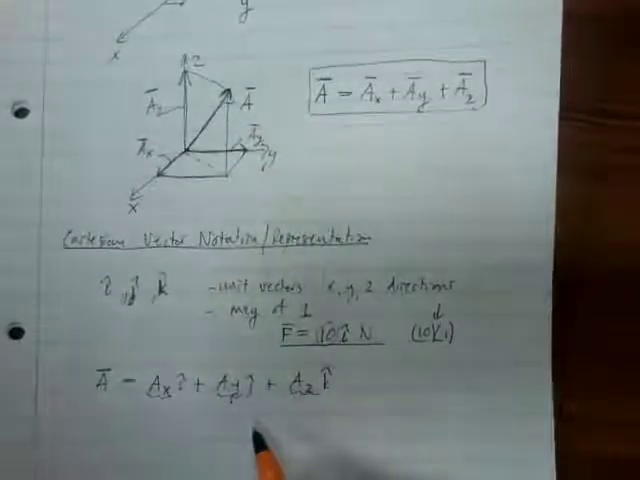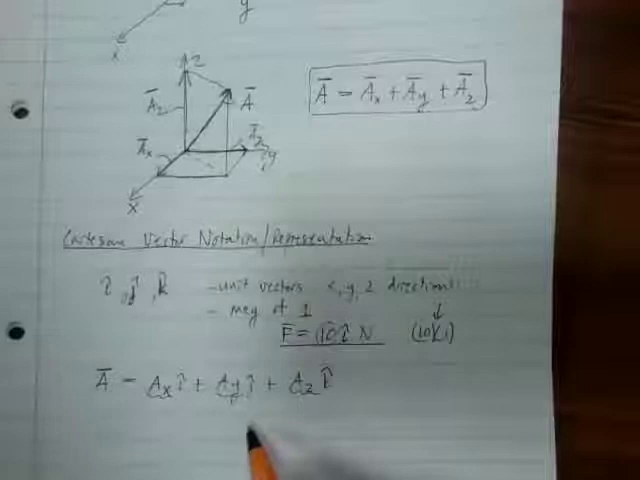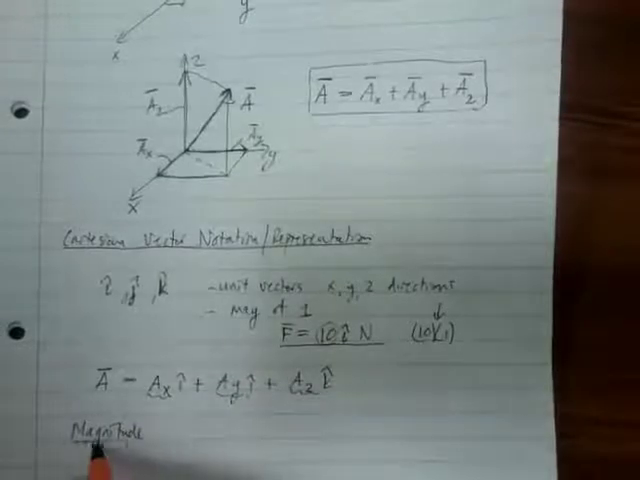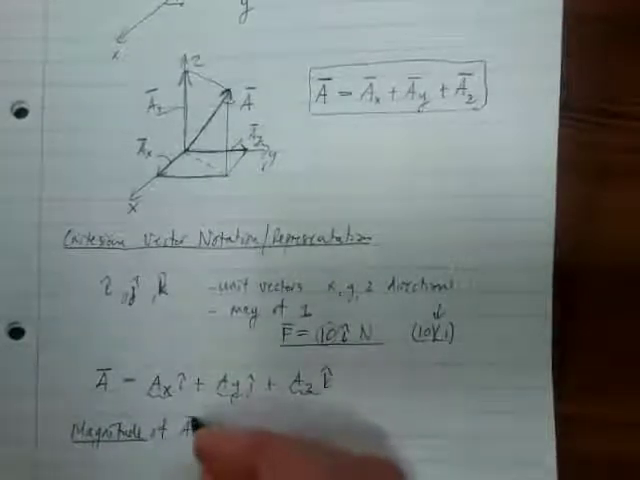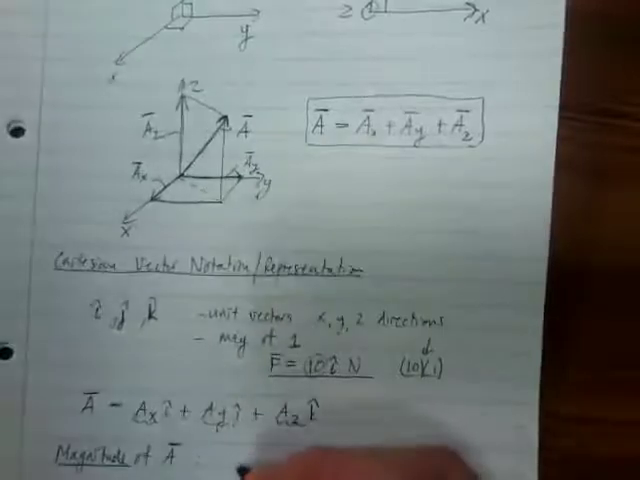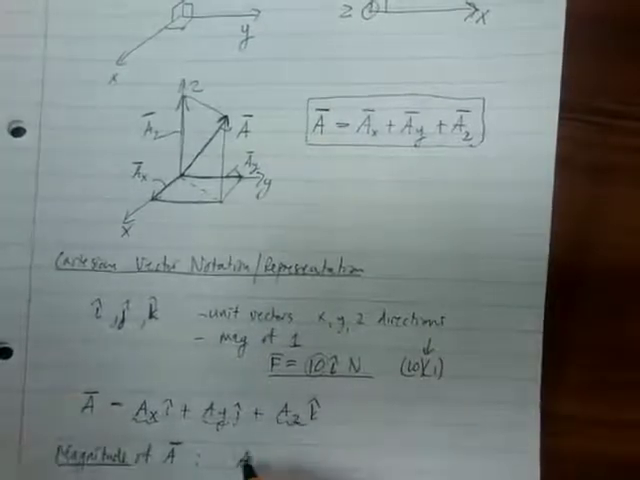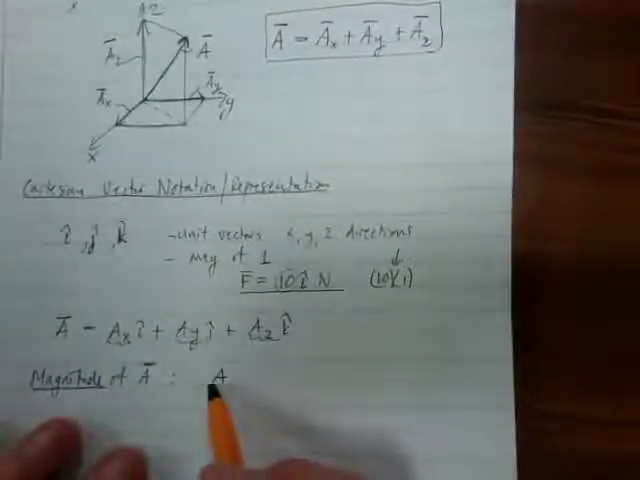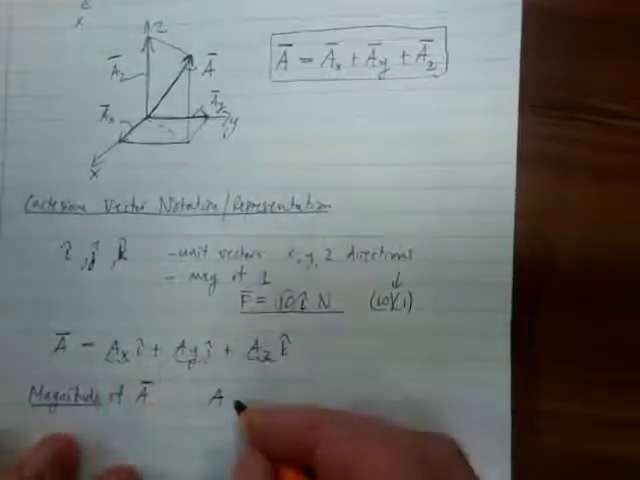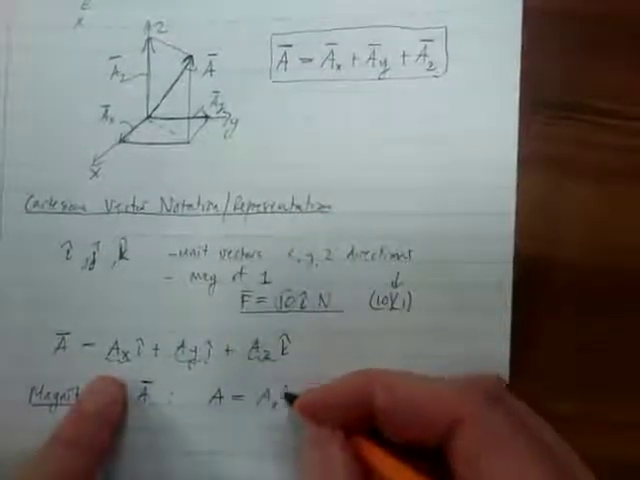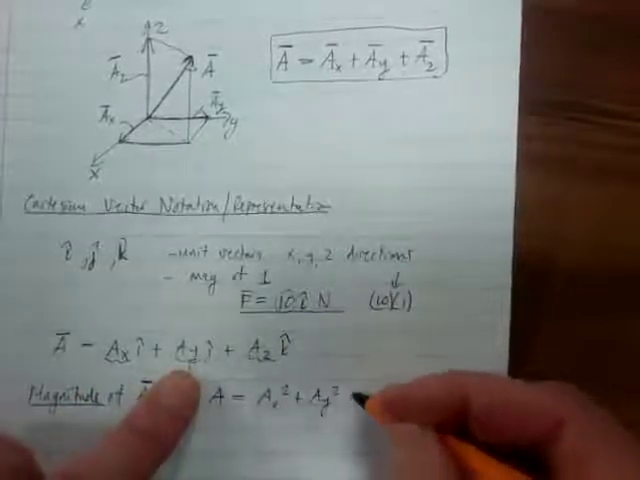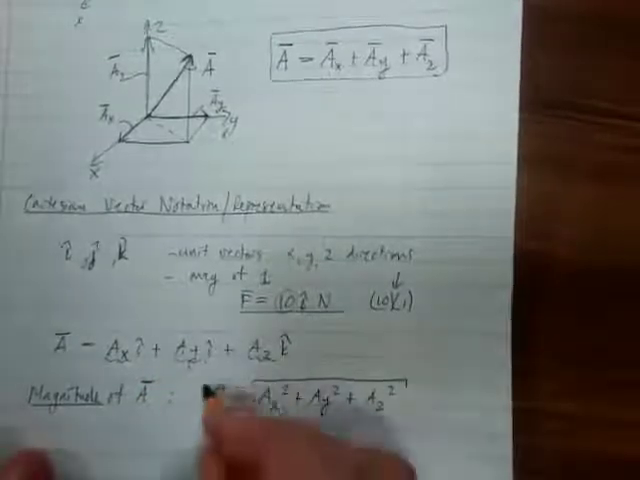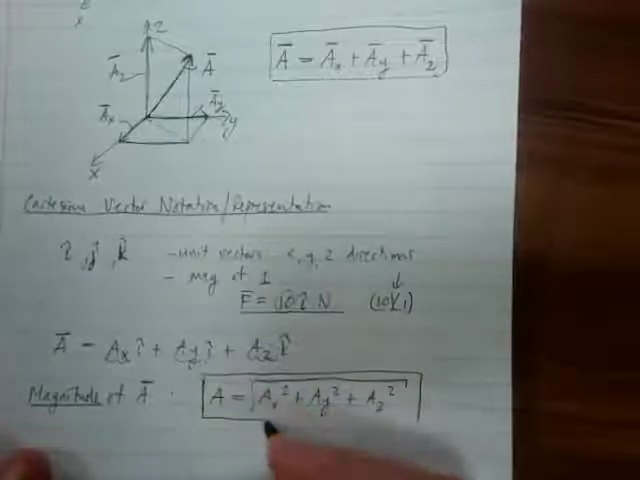And then lastly, which I want to touch on before ending, is the magnitude of this vector A. The magnitude of A is simply A. Now I'm taking off that bar because now we're working with the magnitude, so it's no longer in vector form. We take Ax, we square it, we add Ay squared, and we take Az and square that, and then we take the square root of the total. That then is your magnitude.